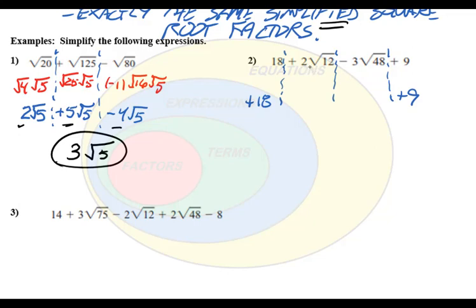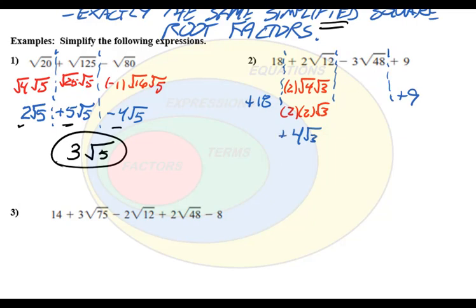Well, this term has a factor of 2. The square root of 12 would be the square root of 4 times the square root of 3. So it does have a perfect square factor. So the 2 square root of 4 is 2, and then the square root of 3. So this term would simplify to 2 times 2, square root of 3. So this would be a positive 4 square root of 3.